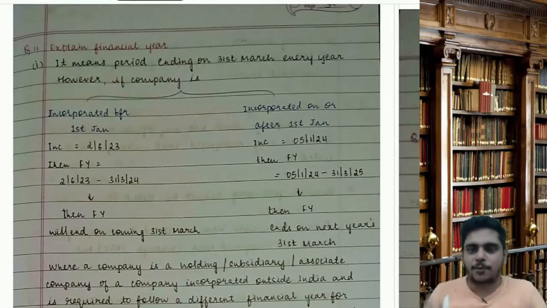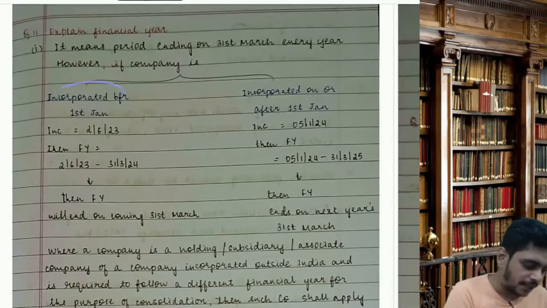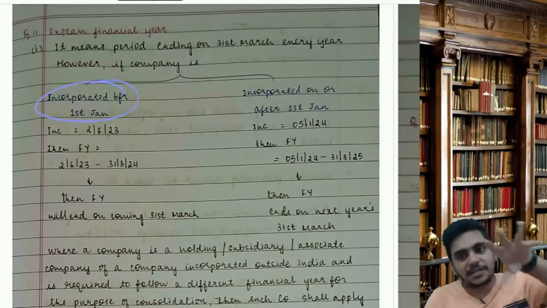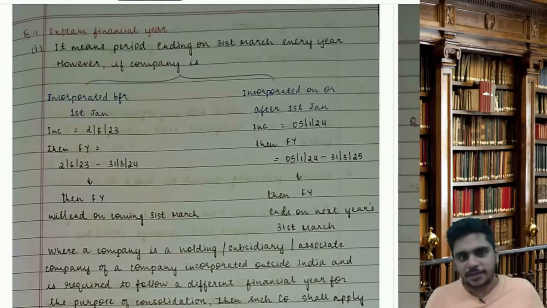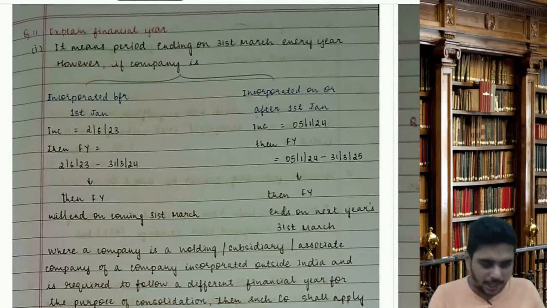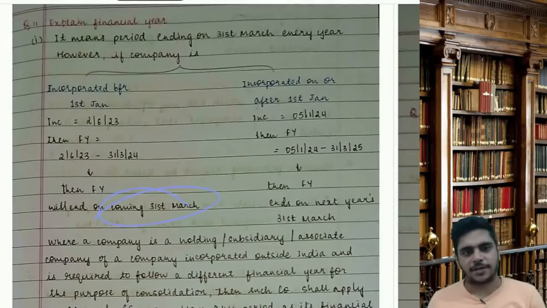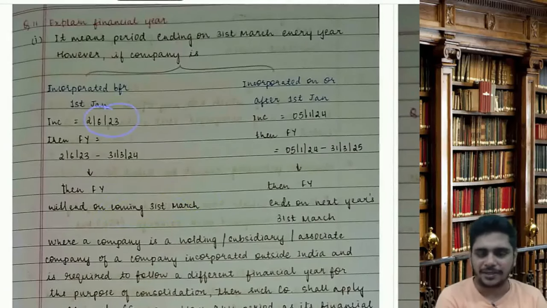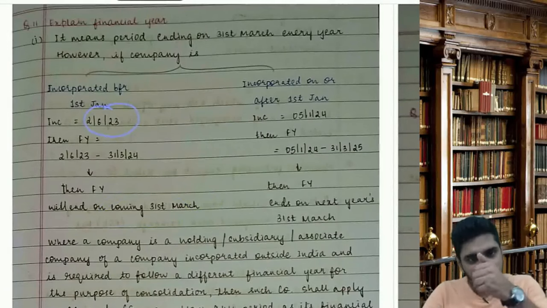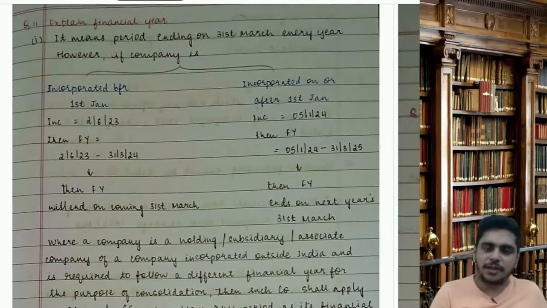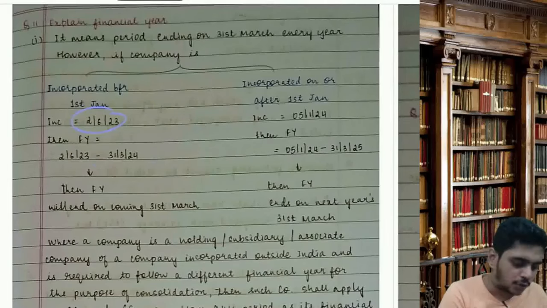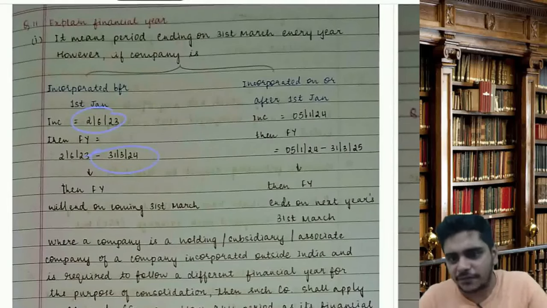To overcome that problem, the government has said if the company is incorporated before 1st Jan, that means till 31st December, then the financial year would end on the coming 31st March. For example, if the company is incorporated on 2nd June 23, that is before 1st Jan, then the financial year will run from 2nd June 23 to 31st March 24.